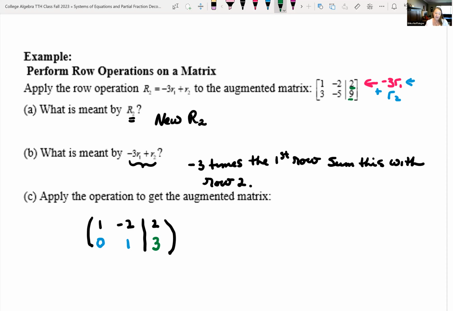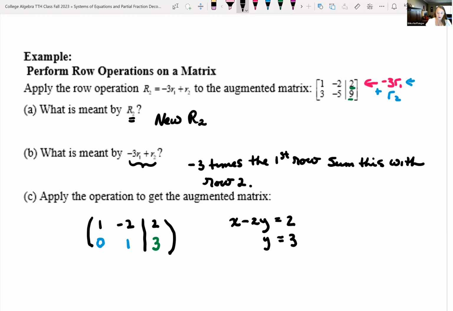So let's go back here and let's read off what this matrix says. Let's rewrite this as an equation or equations. So the first row is x minus 2y is equal to 2. The second row here is 0x plus 1y. So I'm just going to write y is equal to 3.